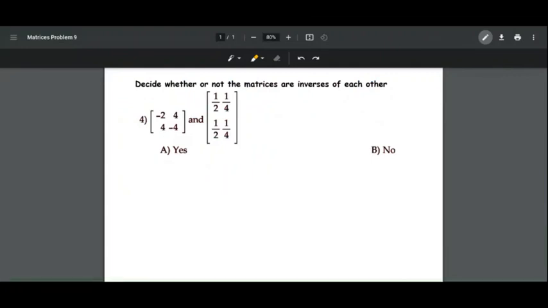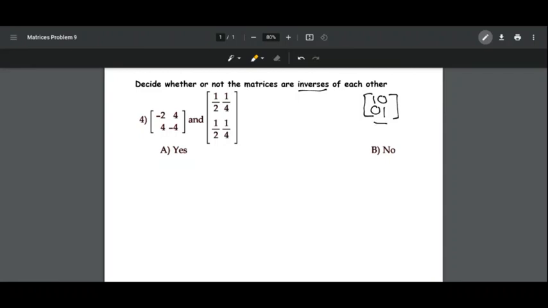Hello everyone, today we're going to verify if two matrices are inverses or not. First things first, we need to know the identity of the inverse. The identity of the inverse should be 1, 0, 0, 1. So in order for the two matrices to be inverses, the new matrix should look like this.